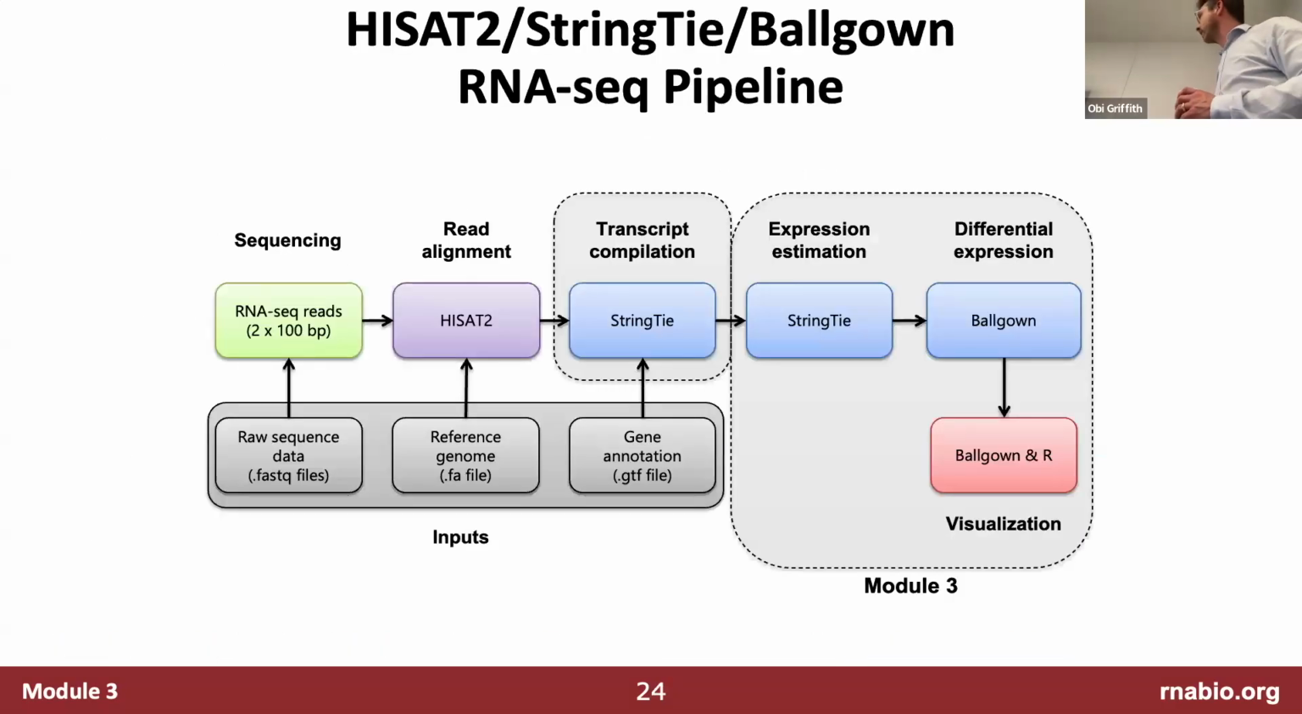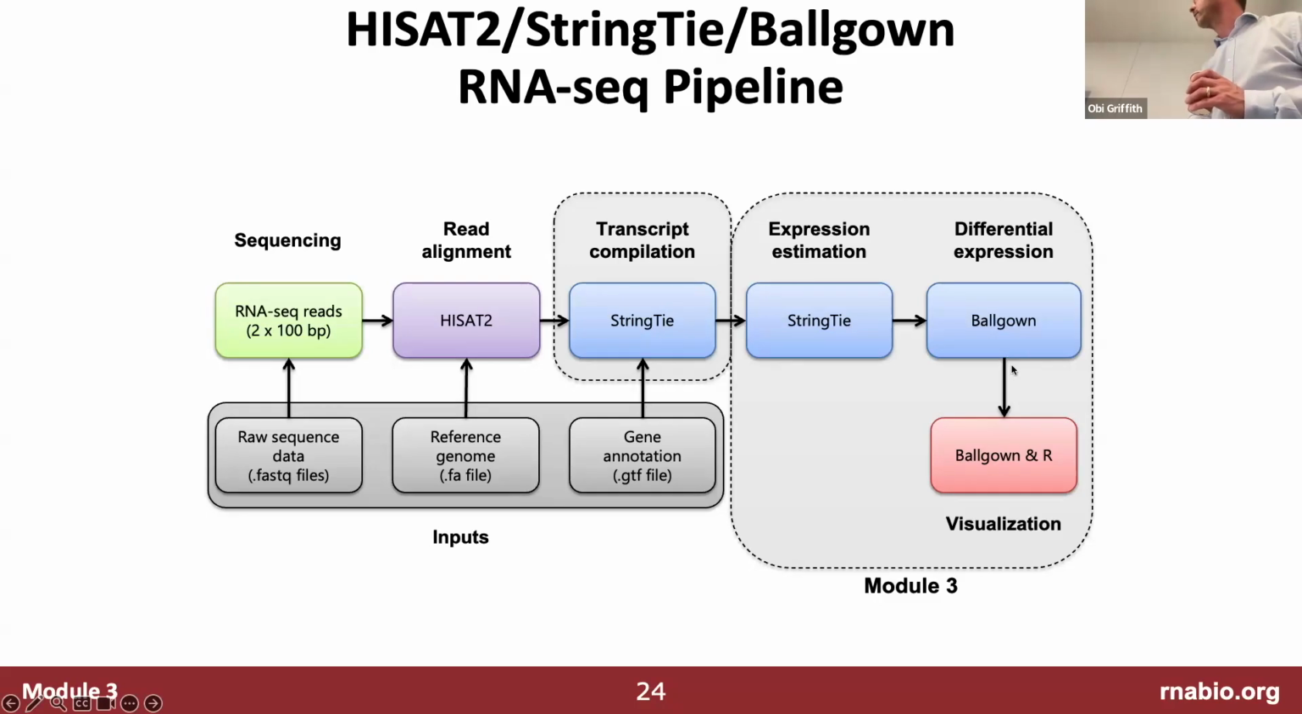And so I think we'll just end there, reminding you where we are in this workflow. We have gotten our alignments, and we have run StringTie, or we're about to run StringTie. So we're about to start expression estimation and differential expression. And then we're going to feed that.